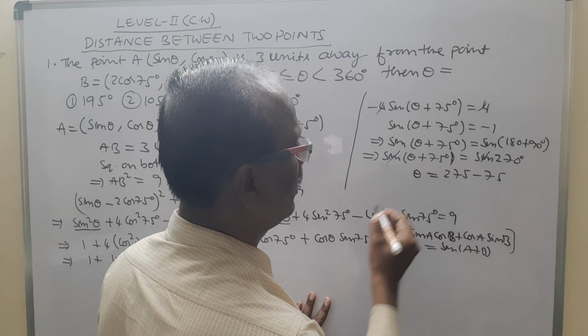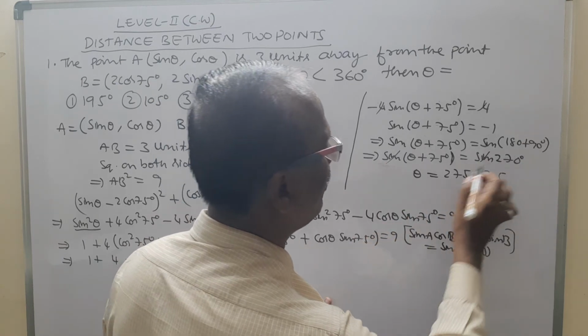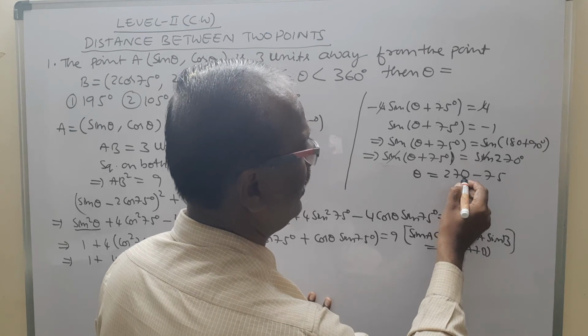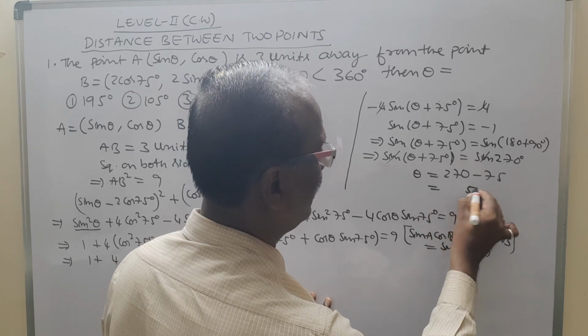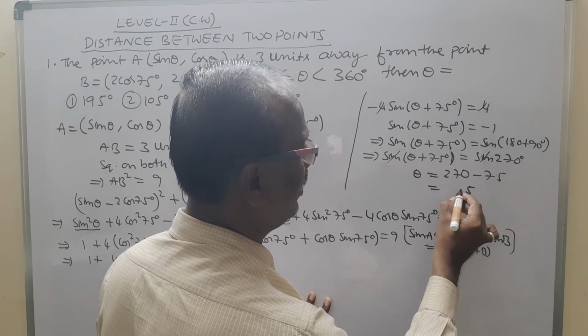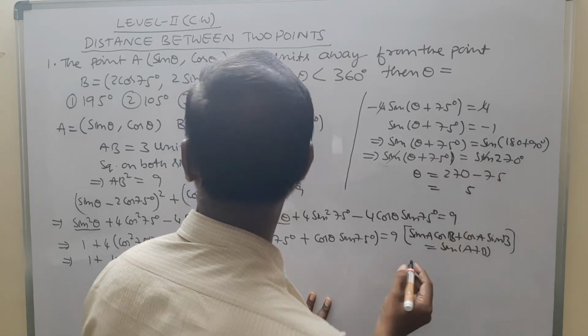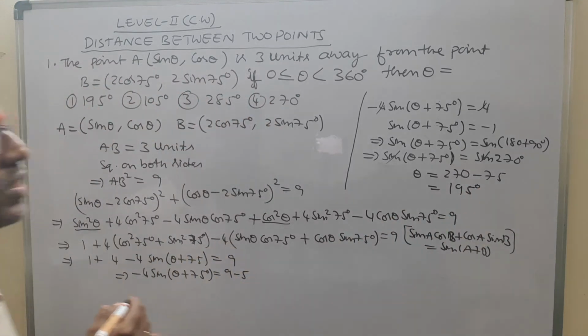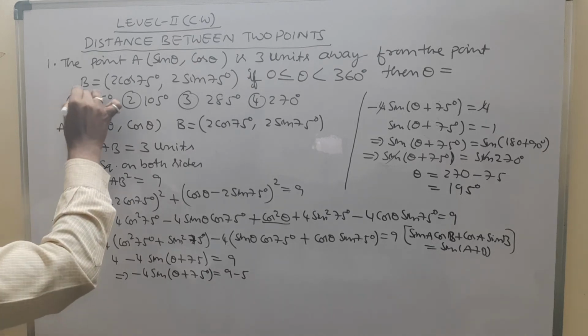Here 10 minus 5, 5. Here 6 is there. 16 minus 7 is 9. This is 195 degree. 270 minus 75 is equal to 195 degree. This is the first option, it is right.